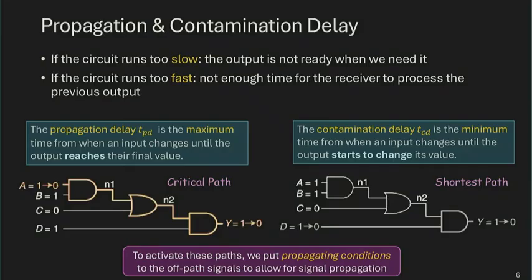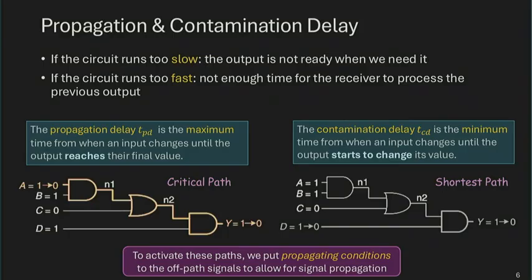But if the circuit runs too fast, which means the contamination delay is too small, we're also going to run into some issues. Let's say you send me one input, I do some processing, and you send me another input. I might still be processing the previous outputs for the previous inputs that you sent me. So the receiver needs some time to process the previous output. And if you send your next input too early and the contamination delay is too short, I might not have enough time to process the previous output.